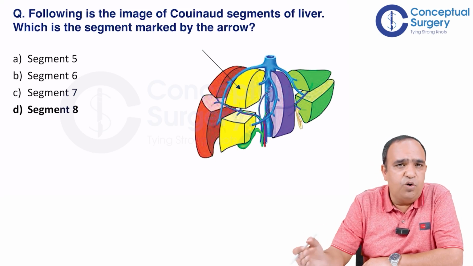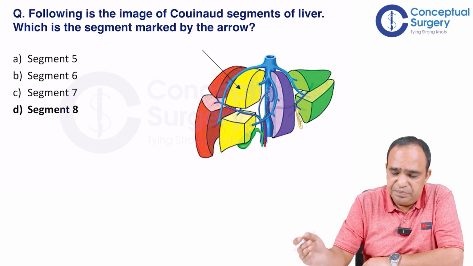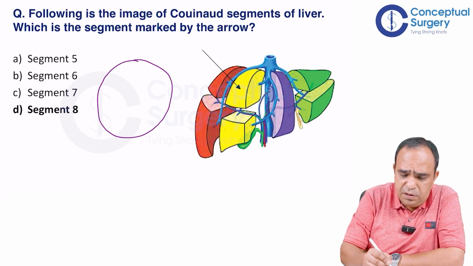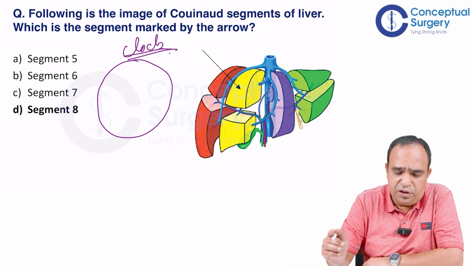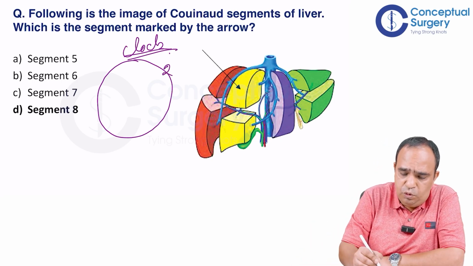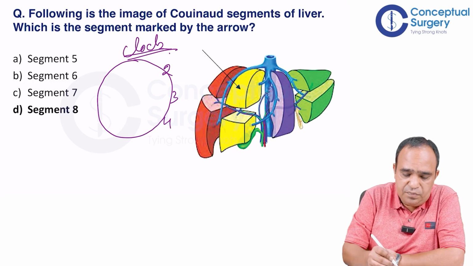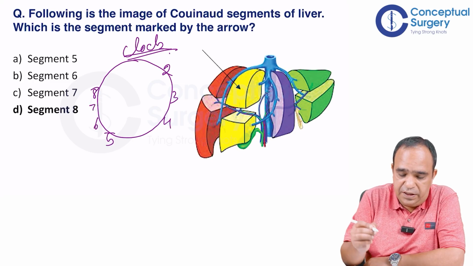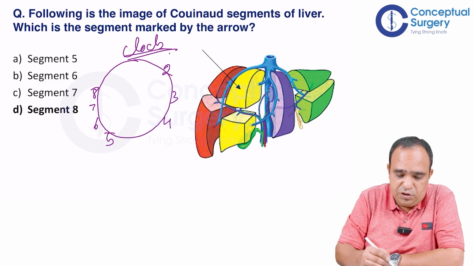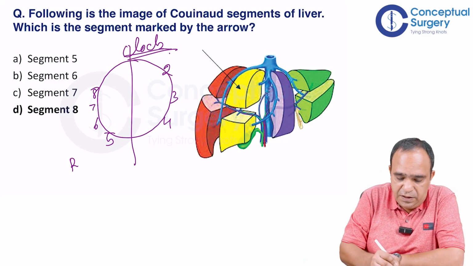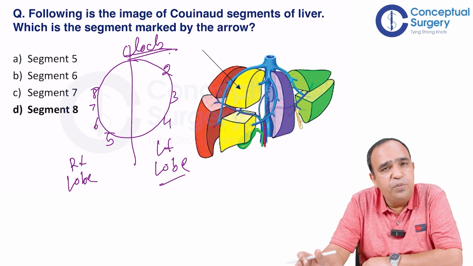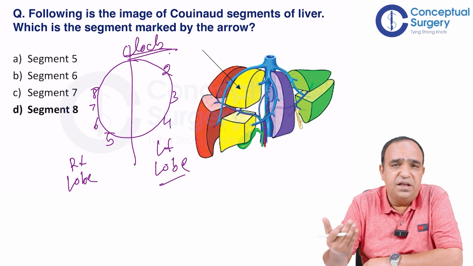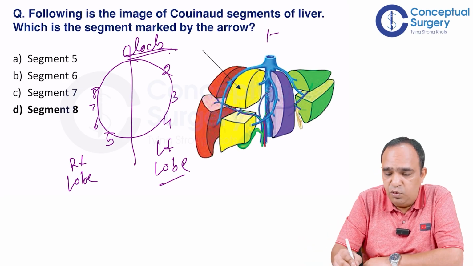The lobes, right lobe and left lobe, right? Or just consider it in terms of clock. Okay, so 2, 3, 4, 5, 6, 7, 8. So this is the division: right lobe, left lobe. Okay, I hope it is clear. 2, 3, 4 are in the left half. Total segments are 1 to 8.